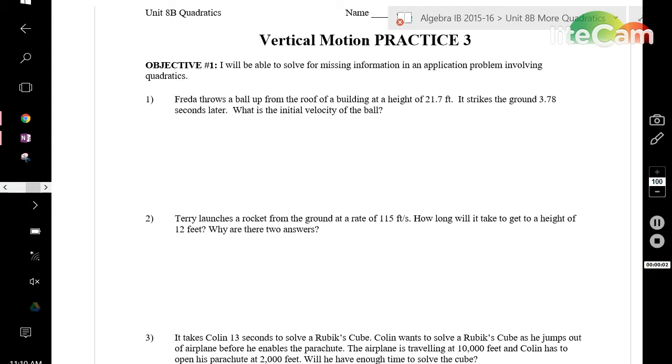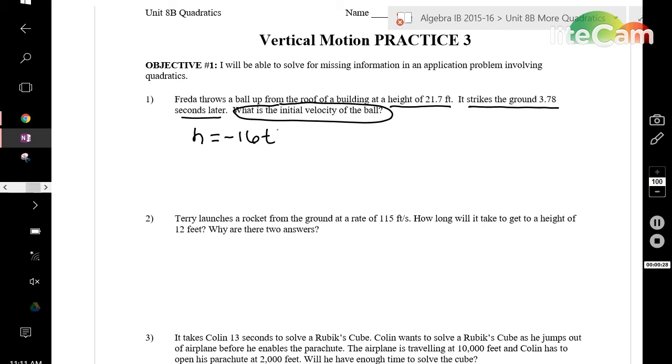For the first problem, it states, Frida throws a ball up from the roof of a building at a height of 21.7 feet. It strikes the ground 3.78 seconds later. The question is asking, what is the initial velocity of the ball? So we always start off with the same equation. h is equal to negative 16t squared plus v sub 0 t plus h sub 0.